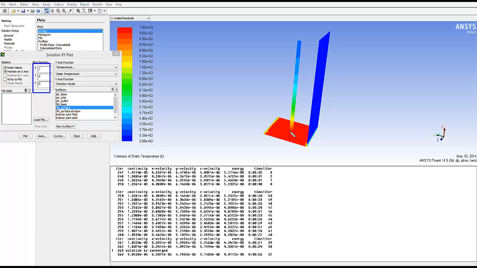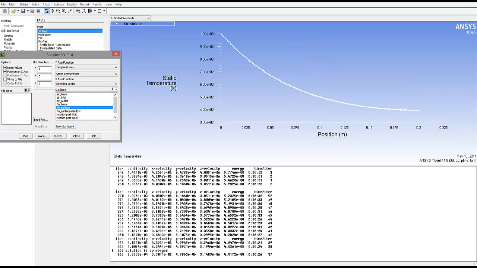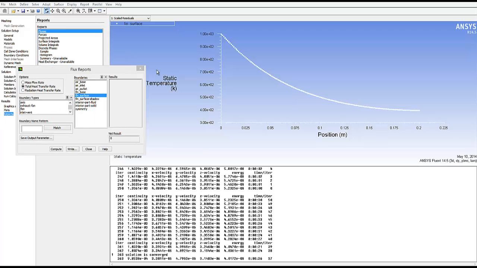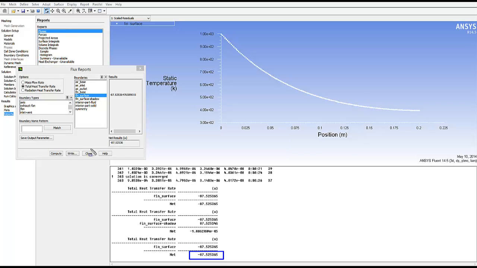Here we are taking the temperature distribution curve along the axis of the fin. And finally, we want to obtain the heat rate transferred from the fin to the surrounding air.